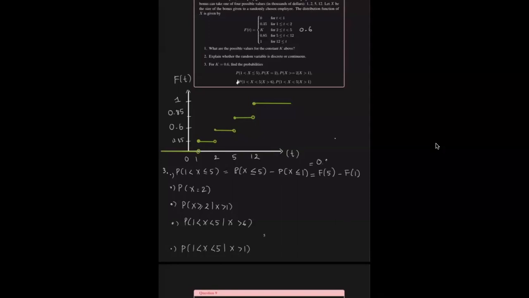And this is 0.85 because you plug 5 into the function and this interval includes 5, so you take the value. And for 1 it is 0.35. And the answer is 0.5.